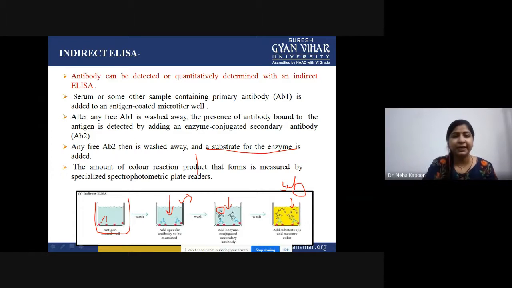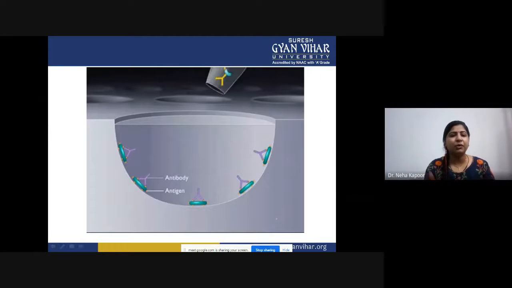and we have already created a standard curve. We can plot the absorbance value of the unknown sample or serum sample onto that plot, and we can infer the unknown concentration of antigen or antibody that is present in the sample. So this is quite a simple test. However, there are a few steps.